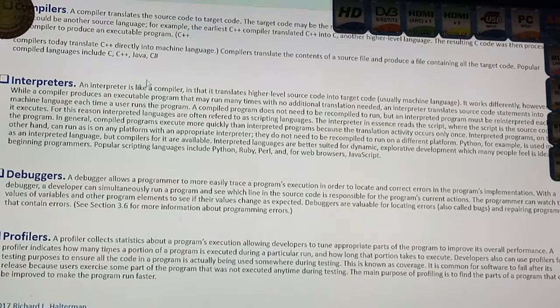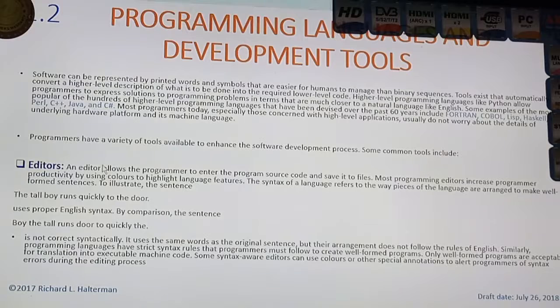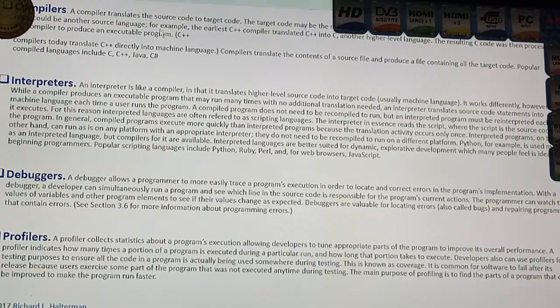Let's come to compilers. A compiler translates the source code to target code. Let's see what the editor does. The editor allows the programmer to enter program source code and save it. So after the editor has allowed you to enter the source code and save it, the compiler translates this source code into a target code.